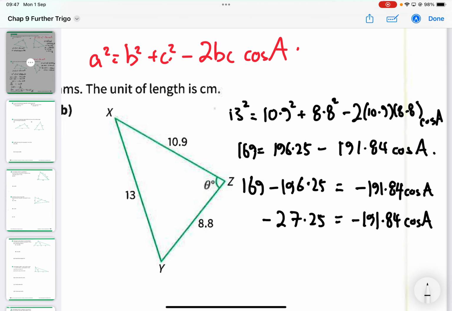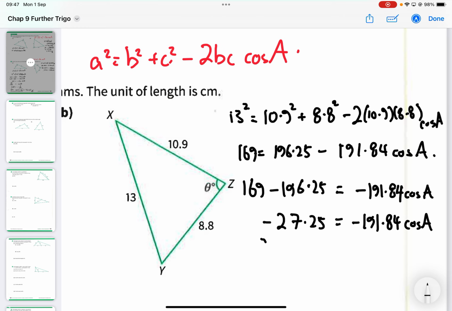Something times something. So if I want to continue, I divide both sides by negative 191.84. Just like if I have 2 cosine A, I only want cosine A, I will divide by 2 also. So now it's divide. Then again, I don't need to look very smart and skip steps. Just divide. Put my negative here, divide this whole thing. Then I have my cosine A already.